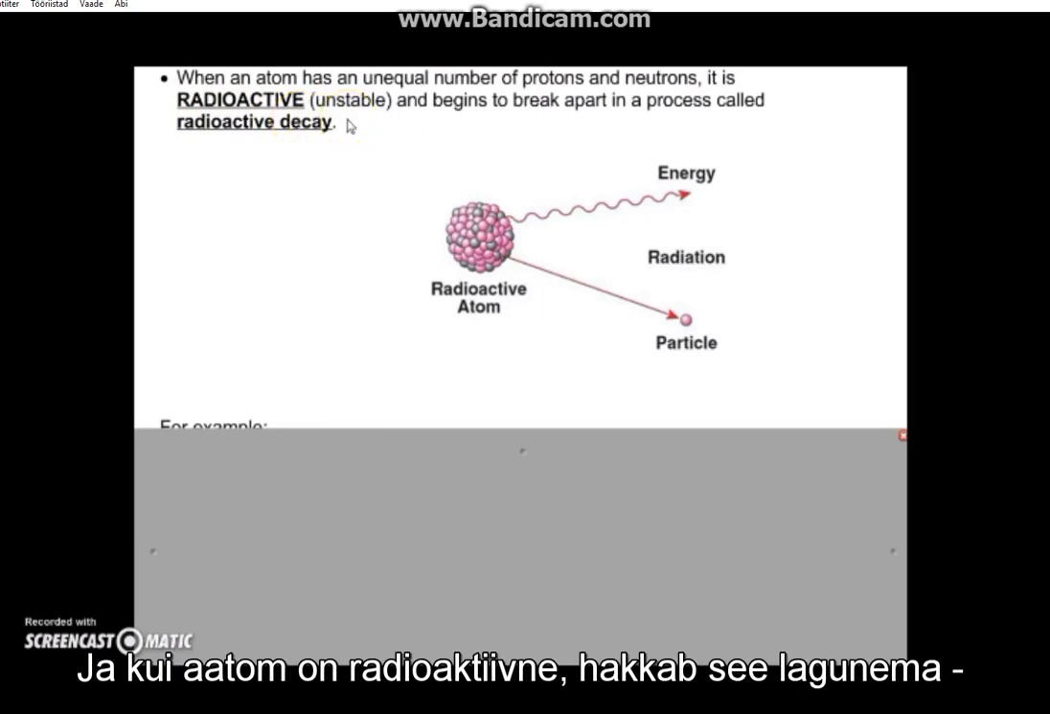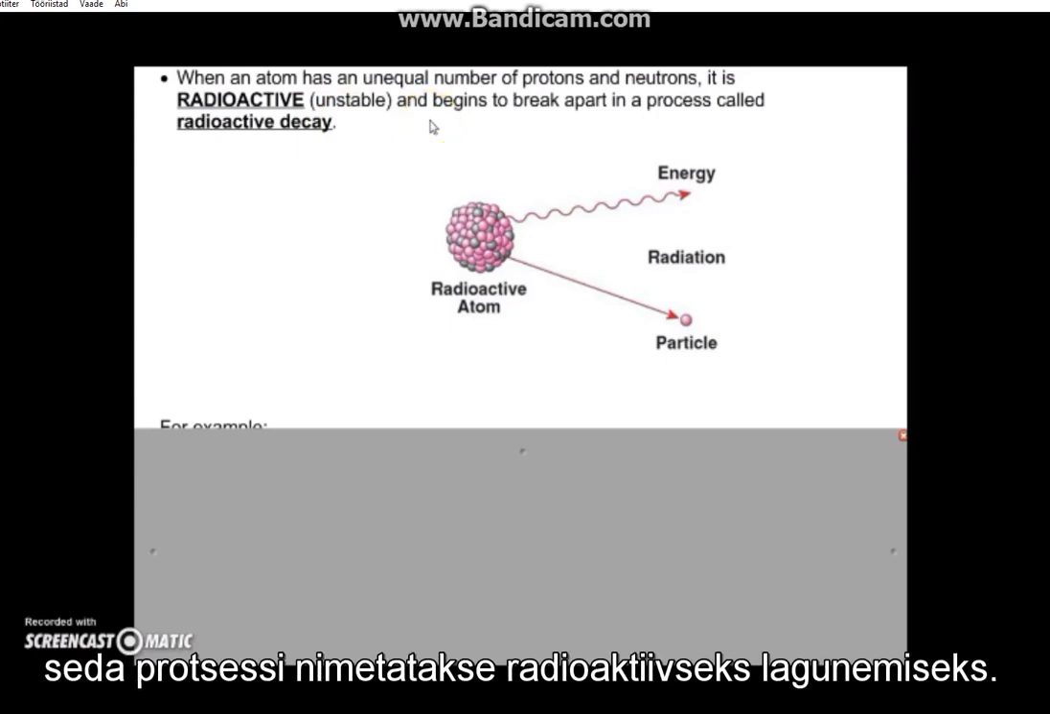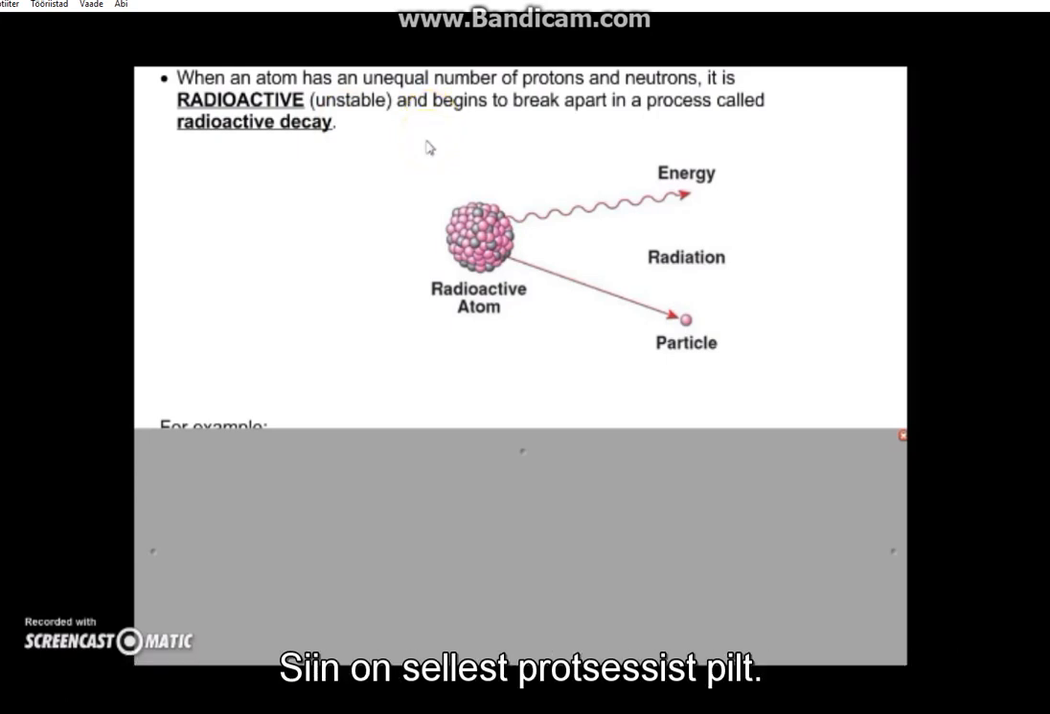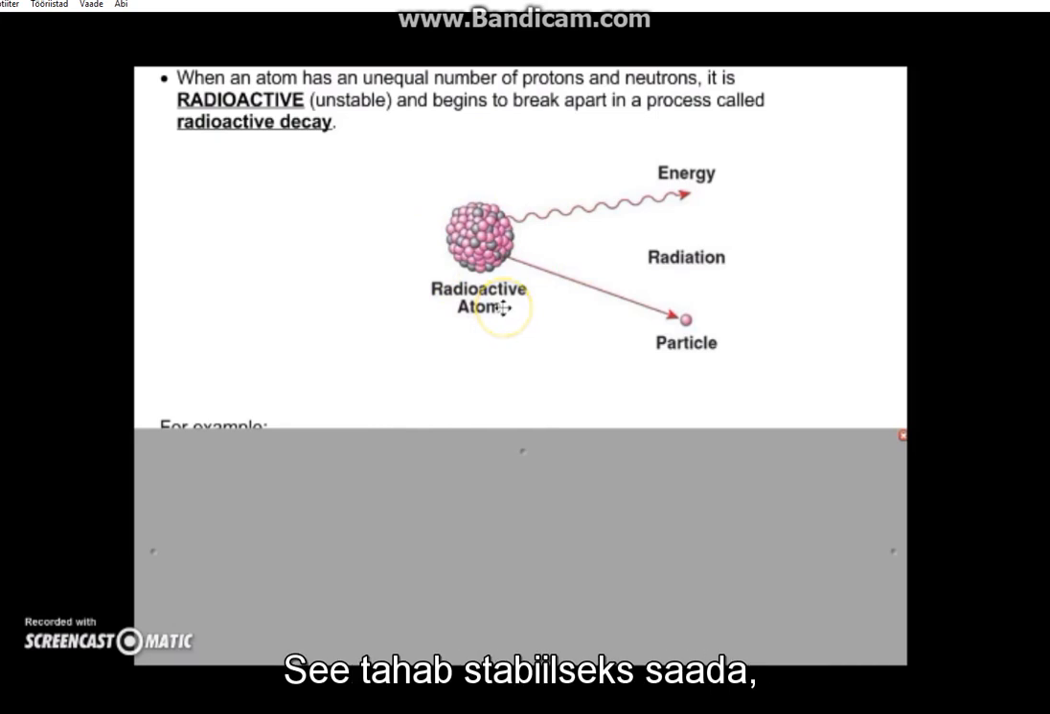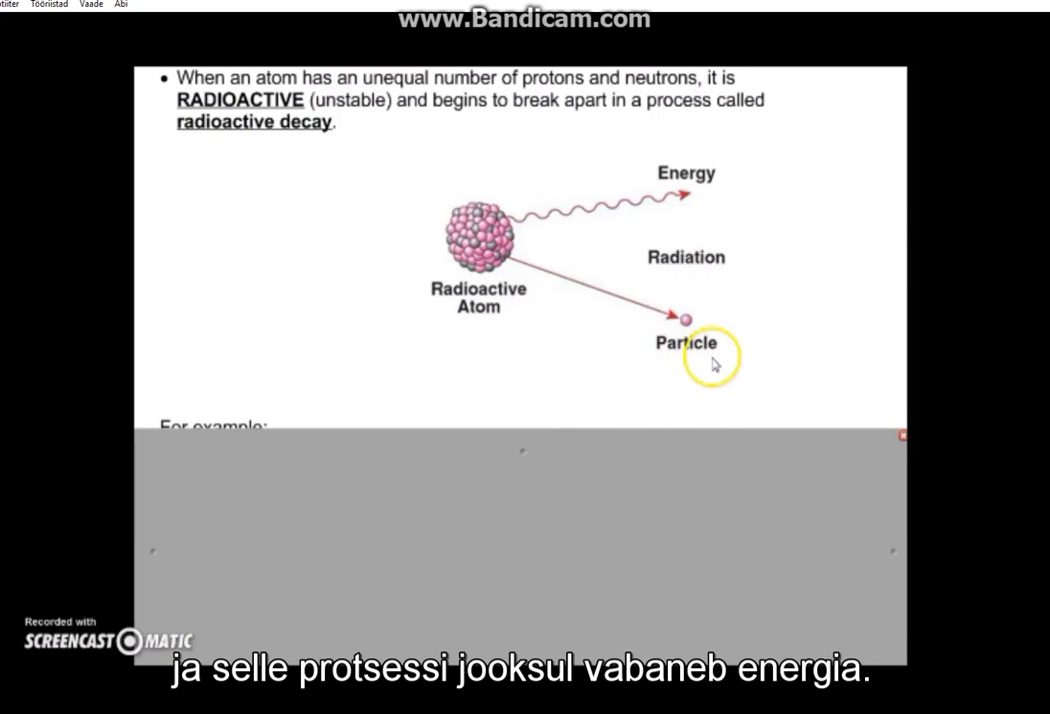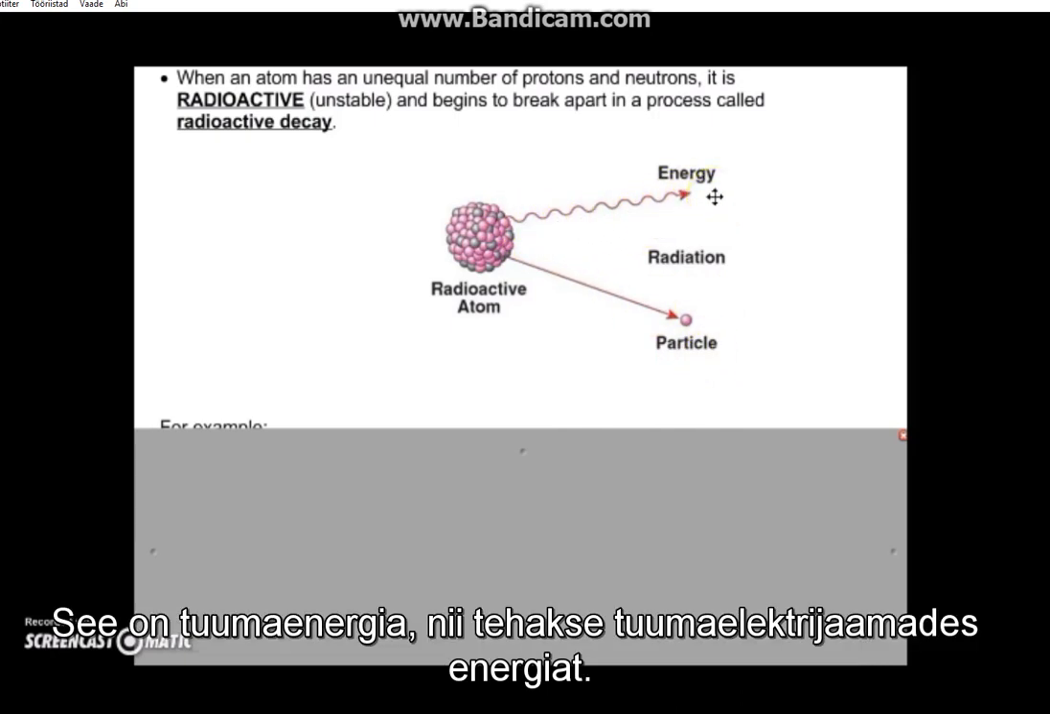And if an atom is radioactive, it begins to break apart in a process called radioactive decay. Here's a picture of the process. So we have this unstable radioactive atom. It wants to become stable. It doesn't want to be unstable. So what it will do is it will decay. It will turn into something that is stable. And in the process, it will release energy. This is nuclear energy. This is how we get energy in nuclear power plants.